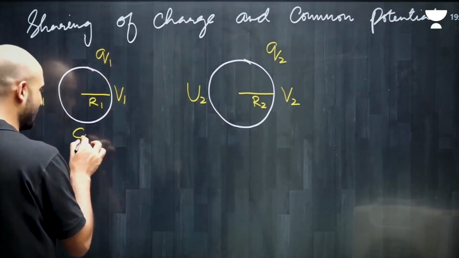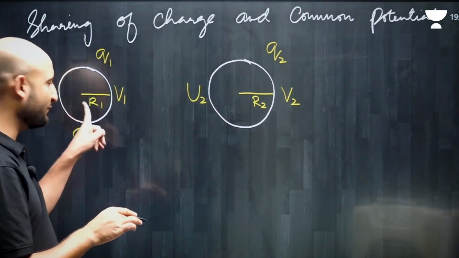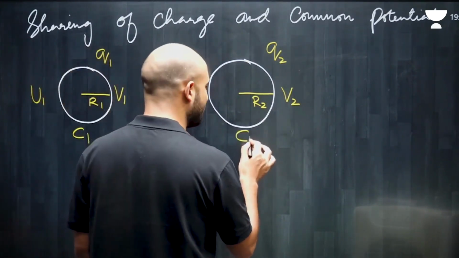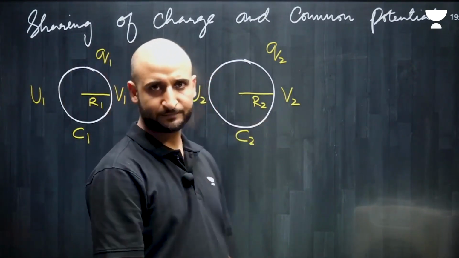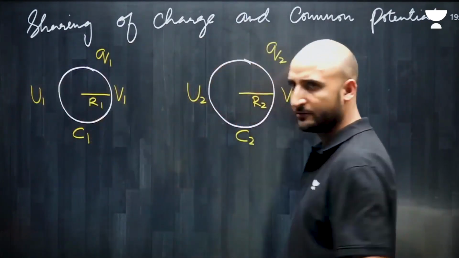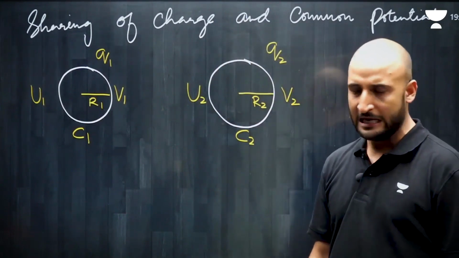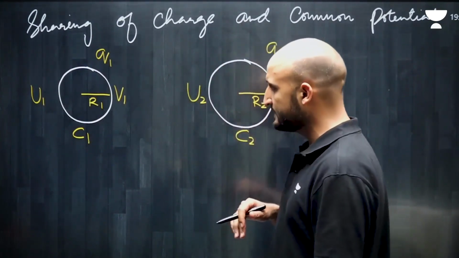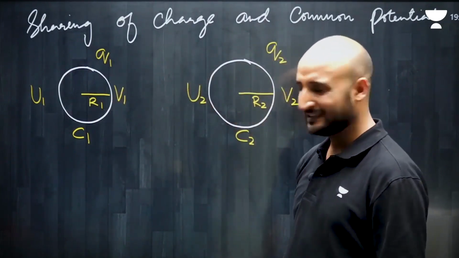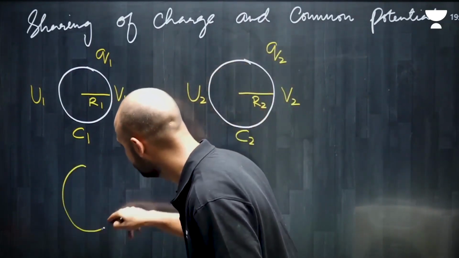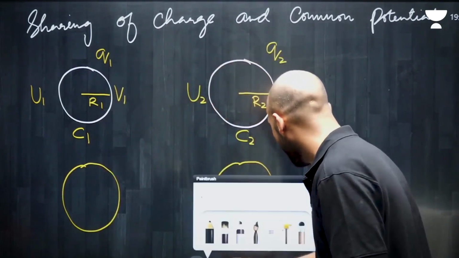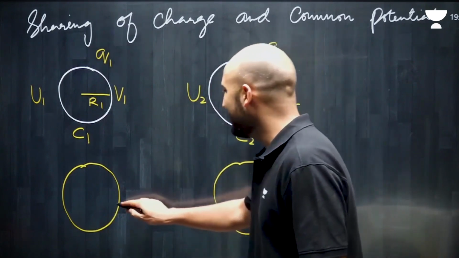The capacitance of this conductor is C1, which will obviously be equal to 4 pi epsilon naught R1, and the capacitance of the other spherical conductor is C2. They are isolated and sufficiently apart from each other, that is, they do not interact. Now, what I did here is I joined them by a connecting wire, like this. This is your conductor, and this is your conductor, and I'm joining them by a connecting wire.